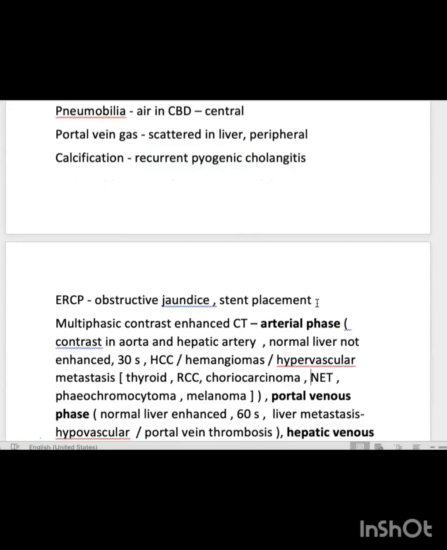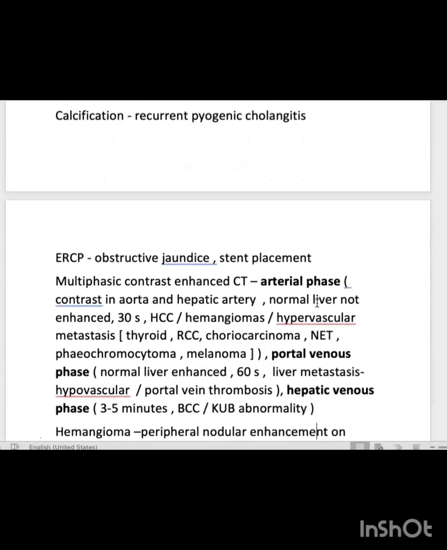Coming to a very common modality, which is the triple phase contrast enhanced CT or multiphasic contrast enhanced CT. So you push in dye into the patient and you take sections in 3 different phases. One is the arterial phase, followed by the portal venous phase, followed by the hepatic venous phase. And they help you differentiating the lesions.